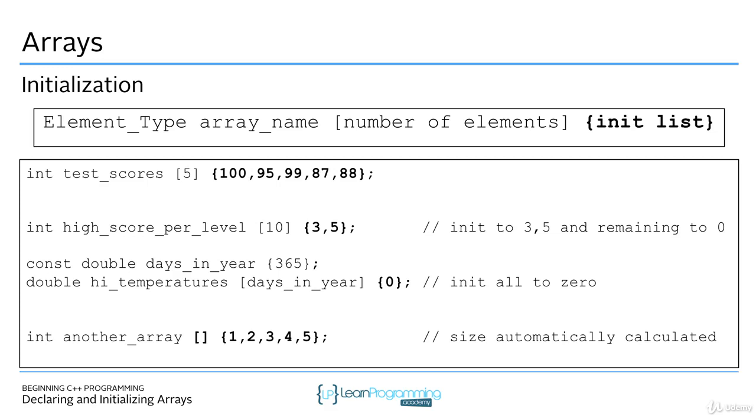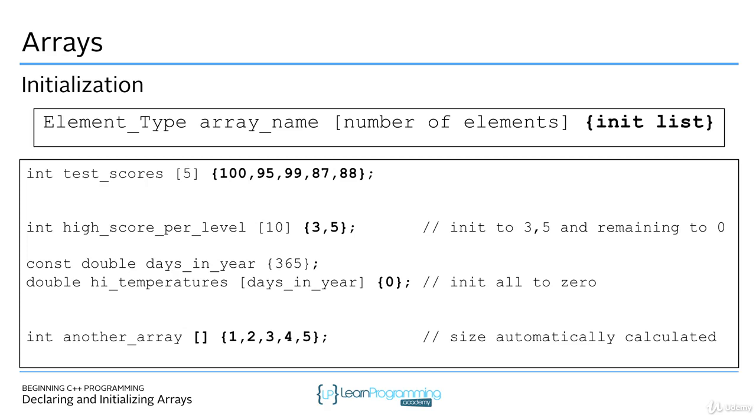The syntax is similar to when we initialize primitive variables. We include an initialization list after the declaration. In this list, we can provide as many initializers as we like, separated by commas. In the first example, test scores is initialized to 100, 95, 99, 97, and 88. The initialization works as you would expect.